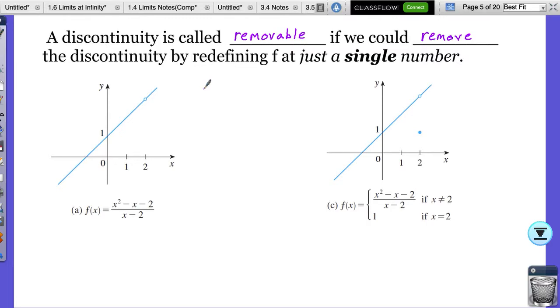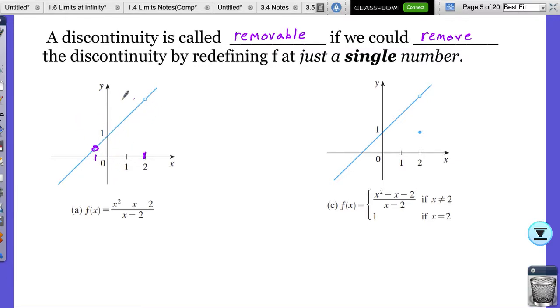Yes? So if there are multiple holes in the graph, it's still removable. It still could be removable, because I could have a hole up here and a hole down here. Both of those discontinuities are removable because all I'd have to do is redefine the function at this x value, and redefine the function at that x value. So you can redefine the function at multiple x values, but they just need to be at distinct x values. And we'll see the difference with a jump discontinuity in a second.